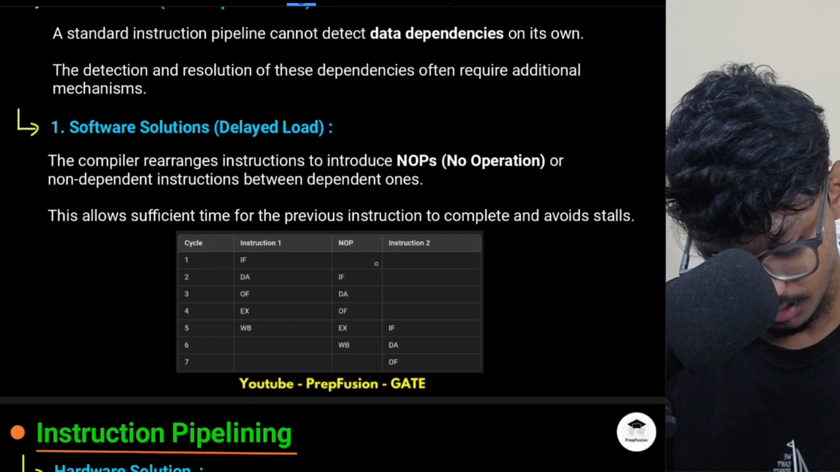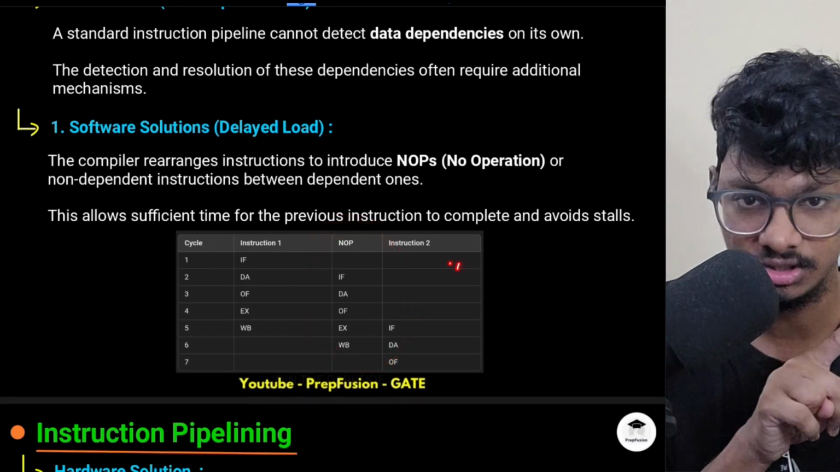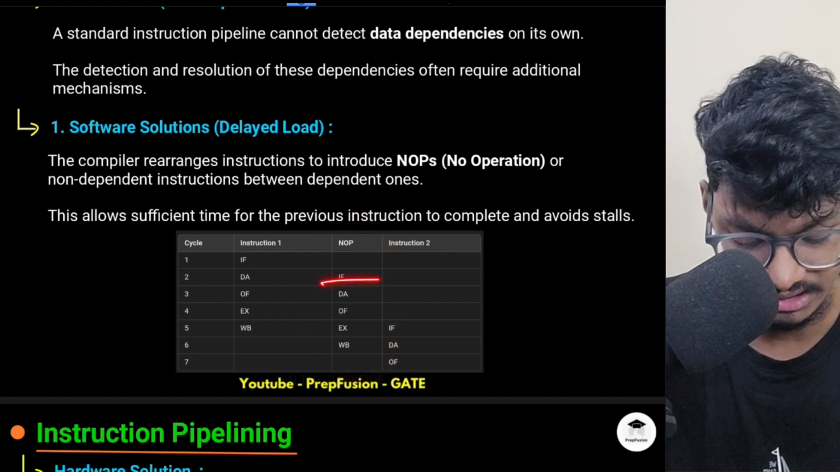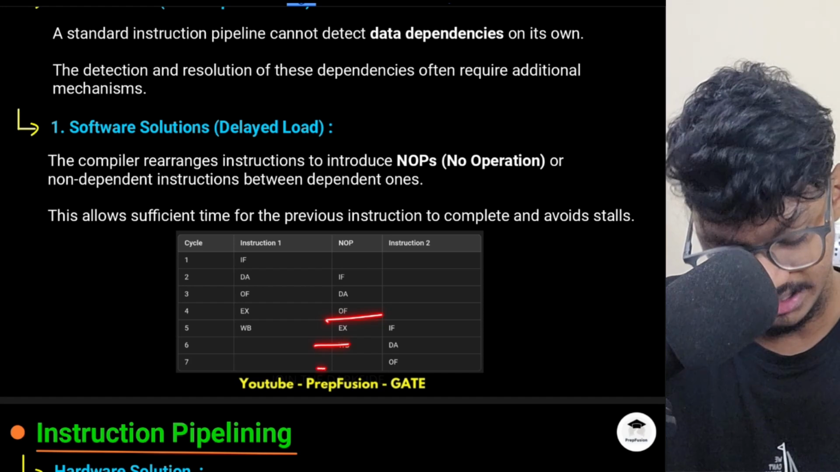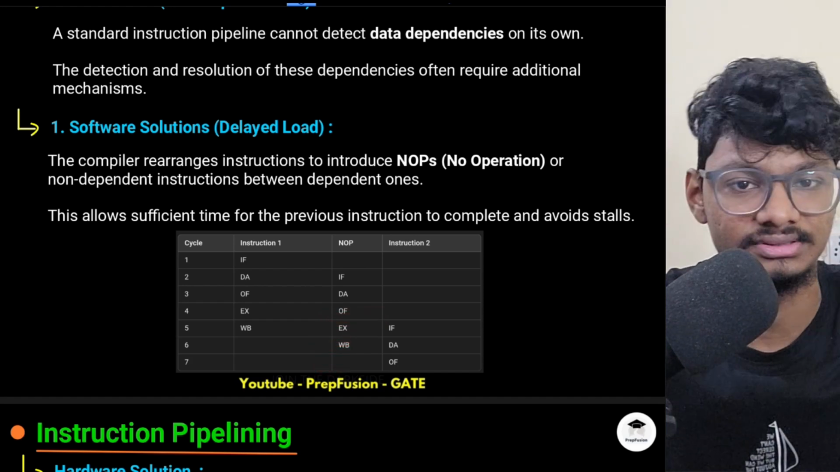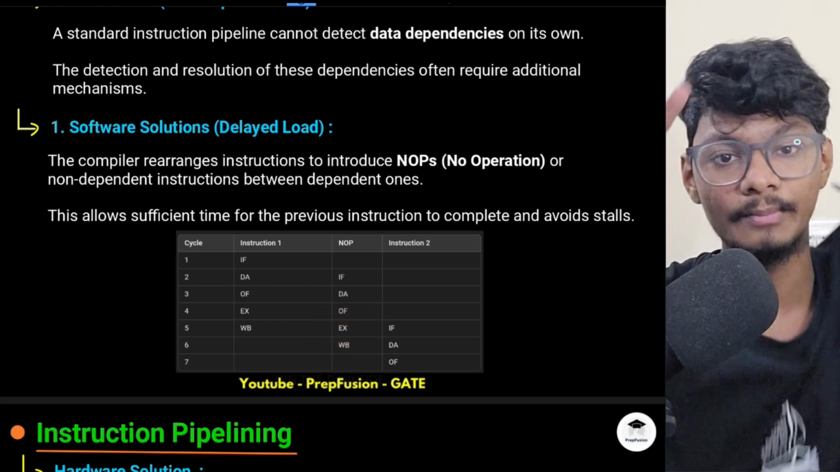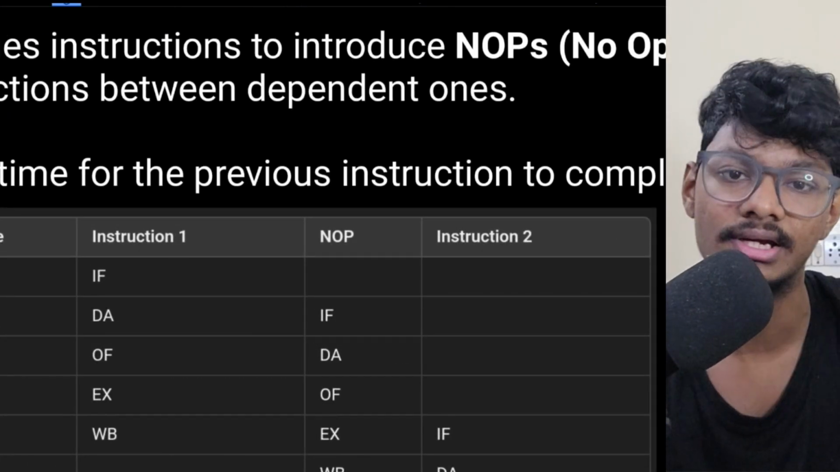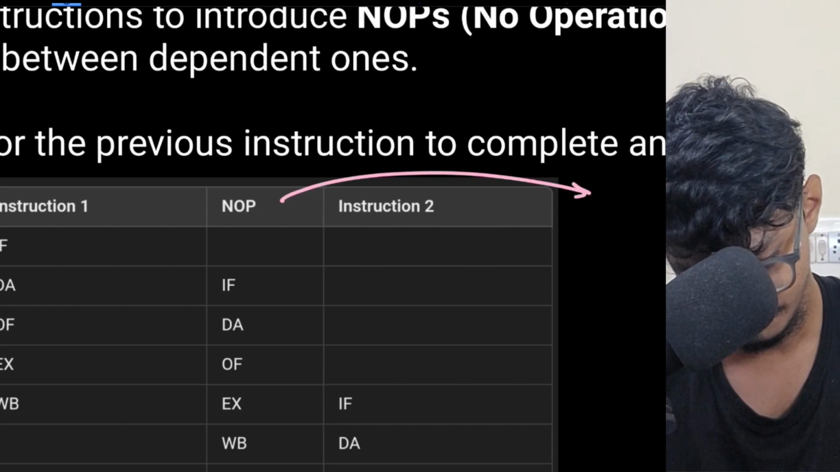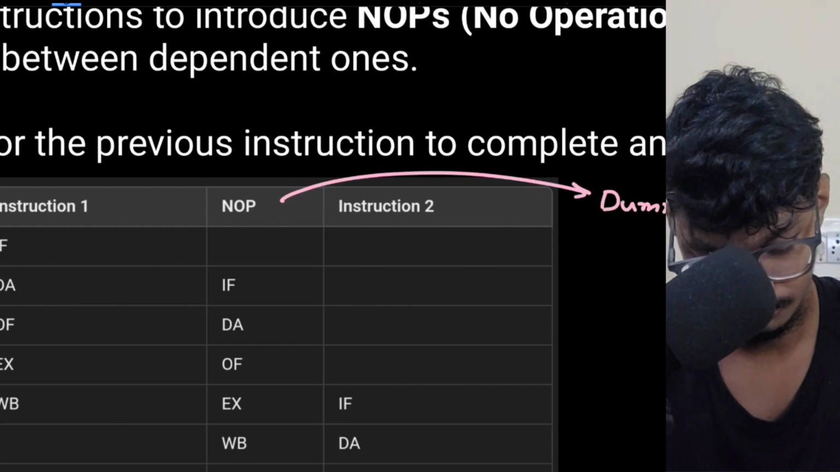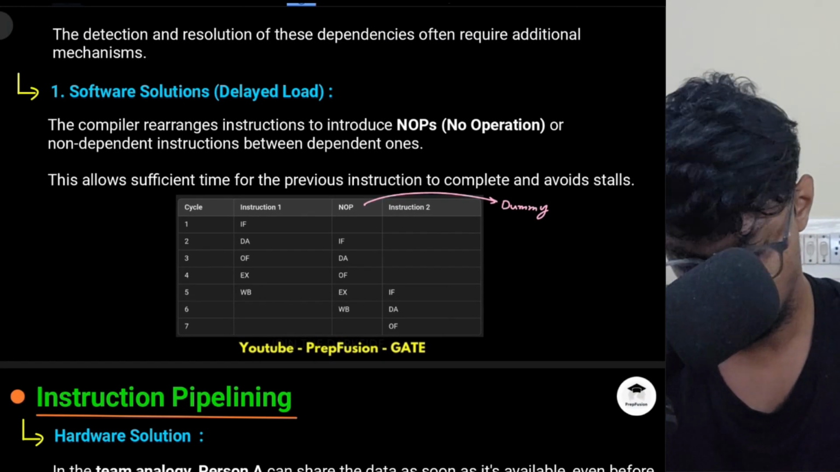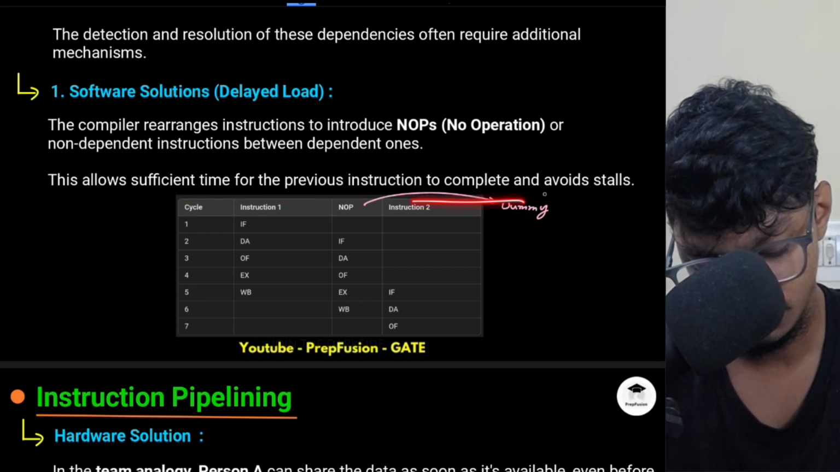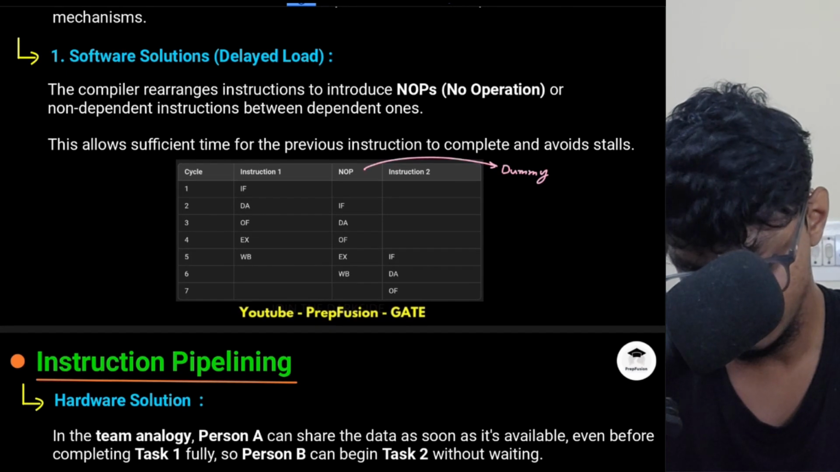So here, what we do is add a no operation between the instructions. No operation also has all the 5 stages: instruction fetch, decode, operand fetch, execution, write back. But it is not doing anything. Literally, it is not doing anything. It is just a dummy operation, which has no use except giving a stall cycle. That is the only thing. This allows sufficient time for the previous instruction to complete and avoid stalls. So that is the case over here.